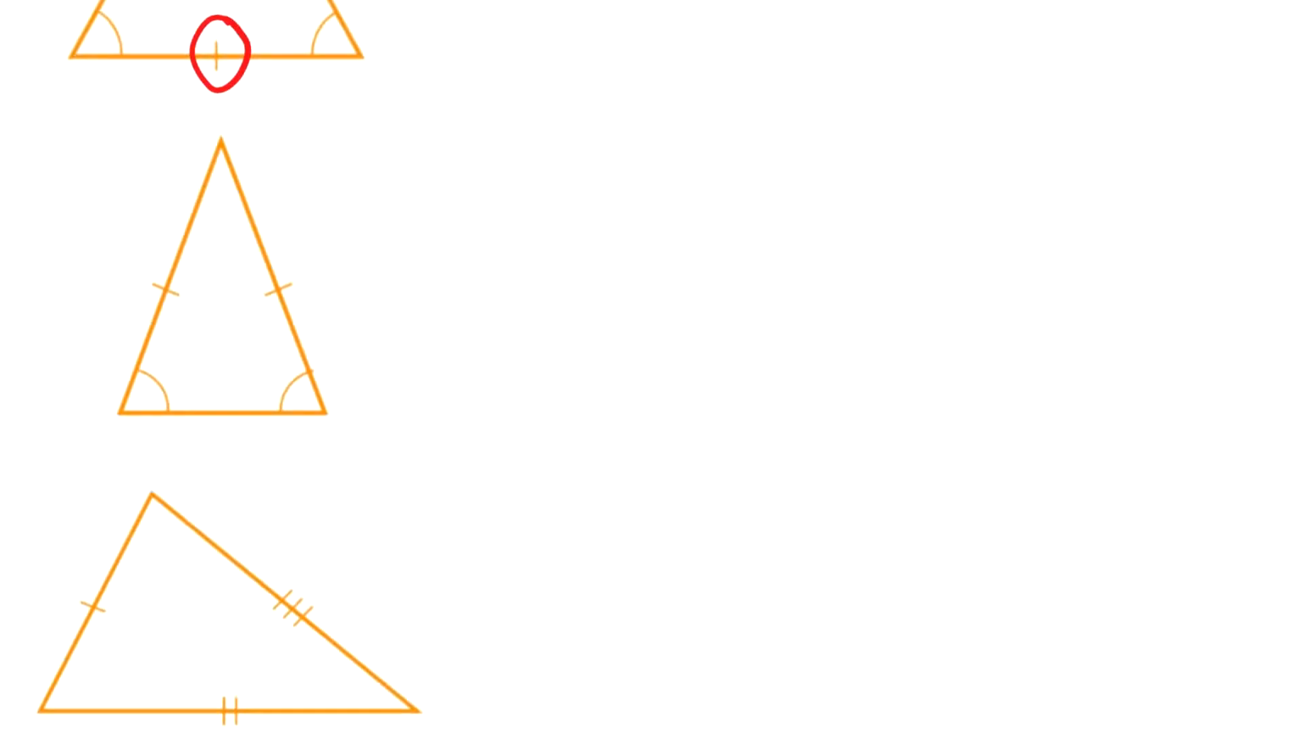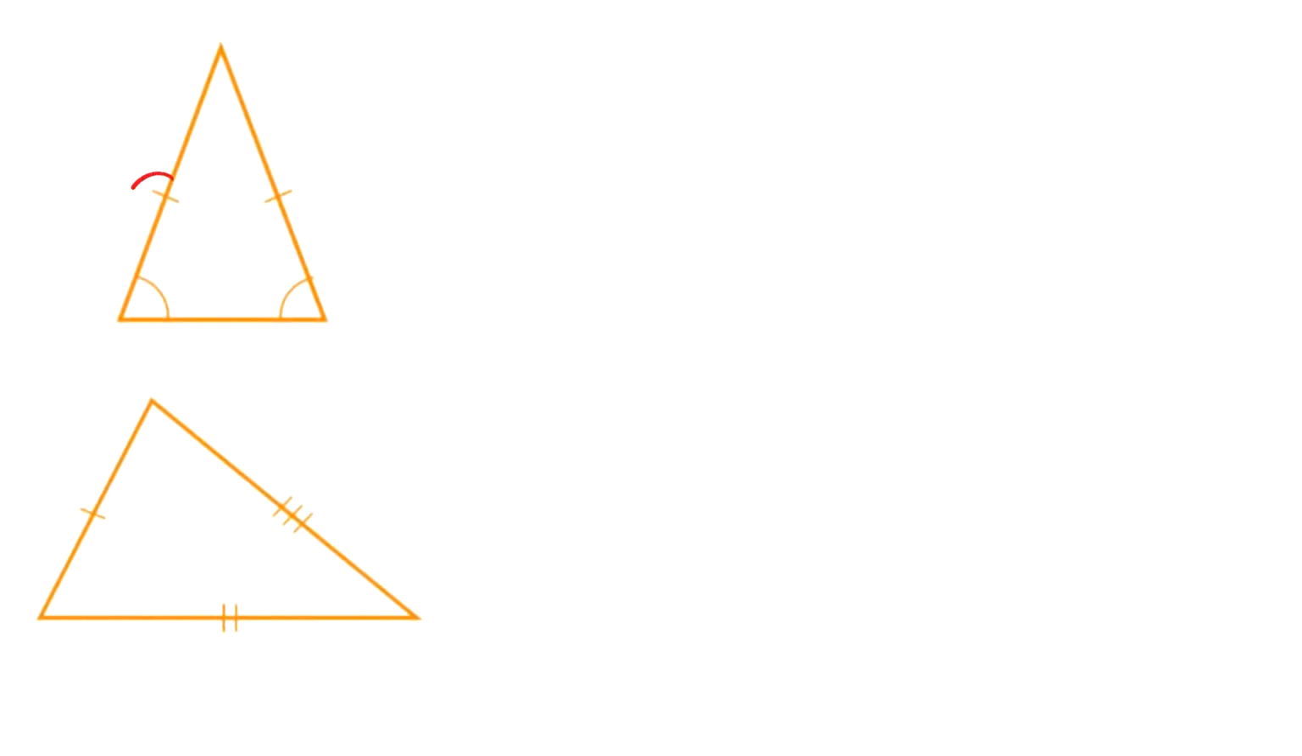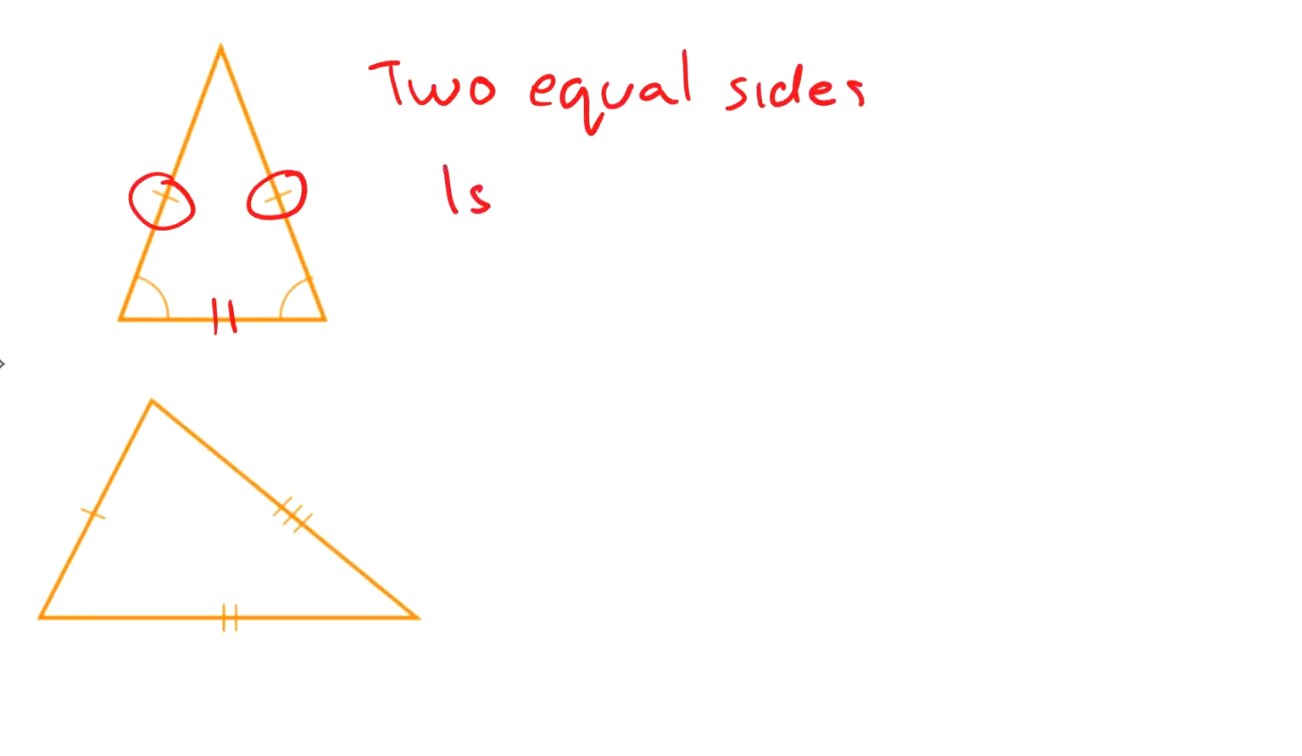The next triangle we're going to look at, you can notice that only two of the sides are the same, and this bottom one is different. You also notice that the two bottom angles are the same. So this has two equal sides, and this is called an isosceles triangle.